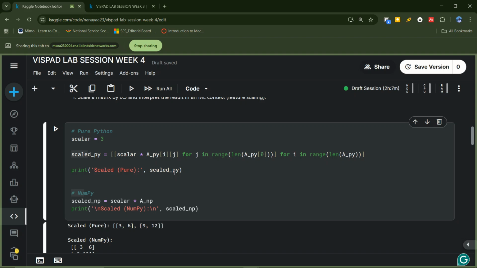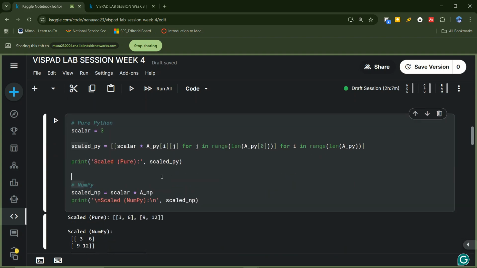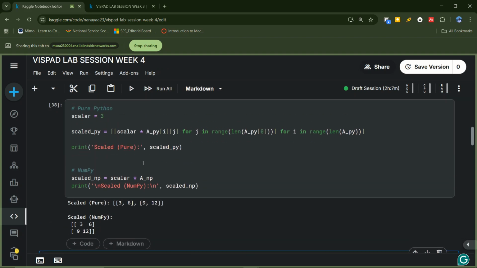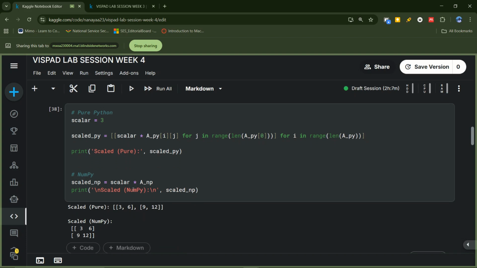And then we have the NumPy implementation where you just define your array and multiply it by the scalar. So NumPy is kind of easy to work with. NumPy gives you that matrix arrangement. It arranges it for you.